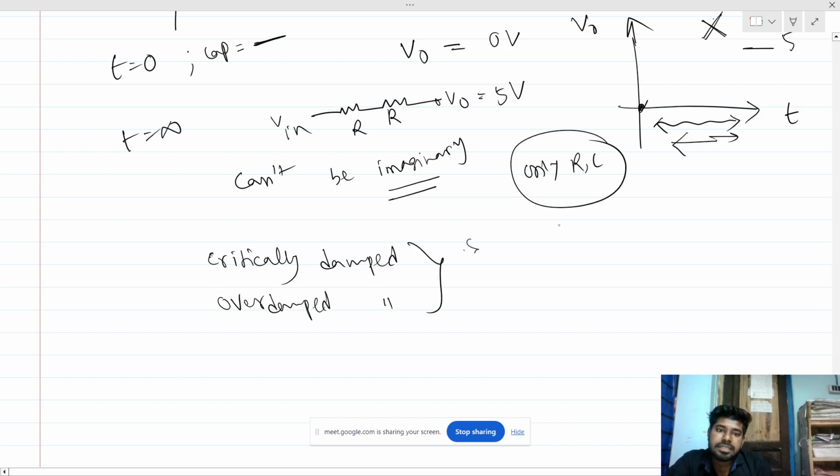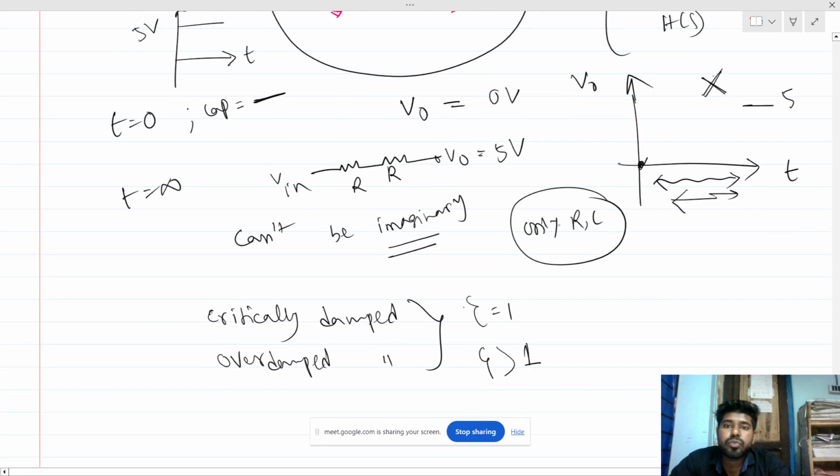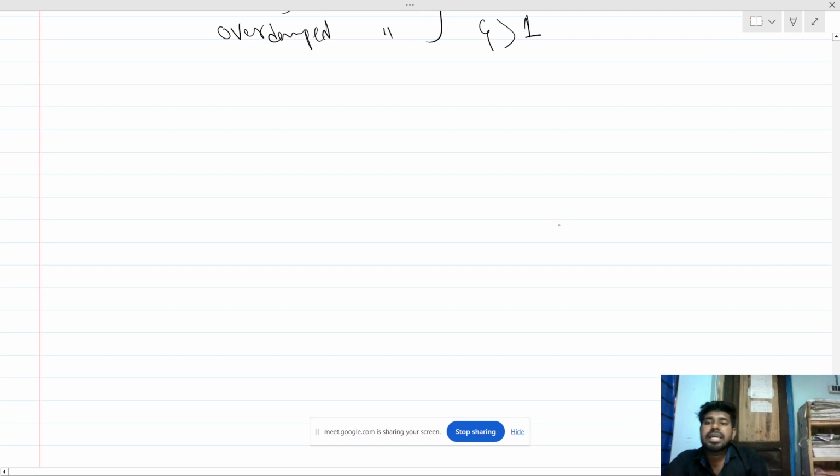So it is zeta equals 1 and zeta greater than 1. Now, in this circuit we can find the two poles approximately. The two poles will be nothing but, we can do the Elmore delay model, right? Yes, Elmore delay model. So there are two time constants, or two poles we can say.